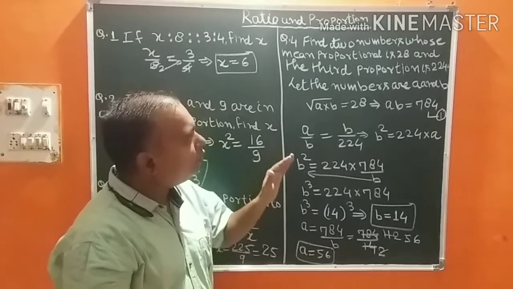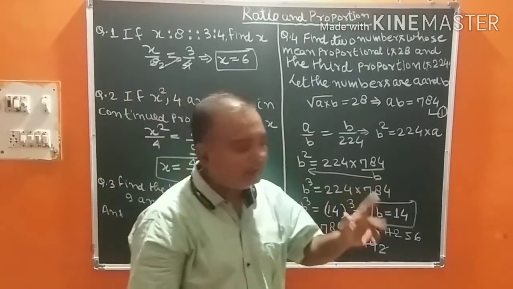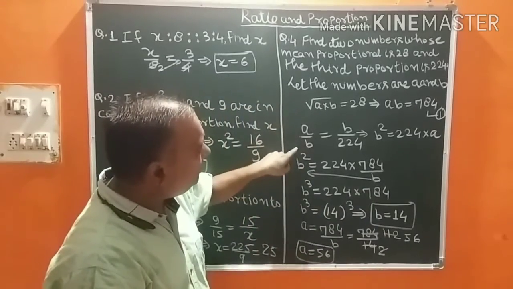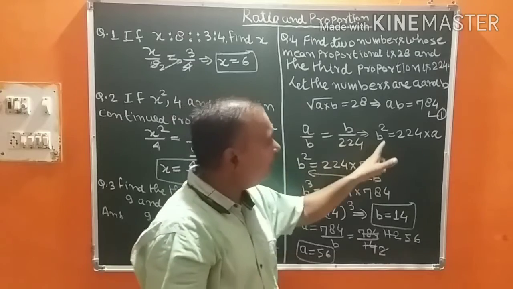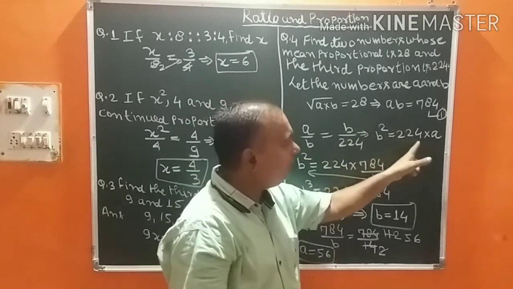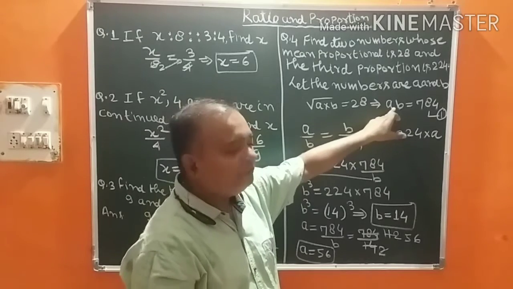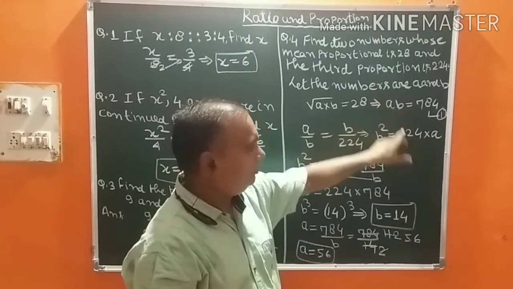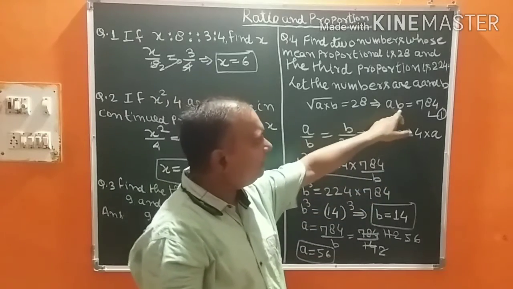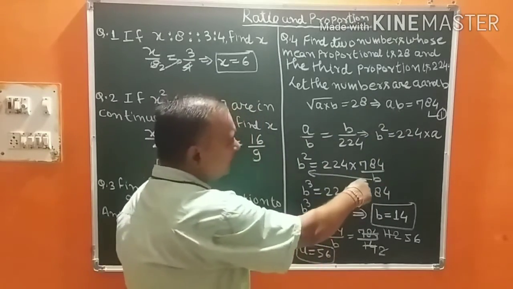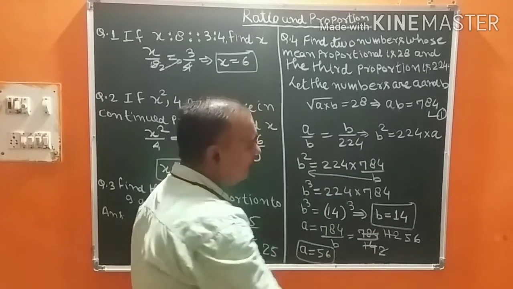And we are given 224, that is the third proportion. A and B are the first and second terms. So we can write a upon b equal to b upon 224. By cross multiplying, b square equal to 224 into a. Now from equation number 1, find the value of a and put it here. In place of a, I can write 784 upon b. So just cross multiply. That is b cube equal to 224 into 784.